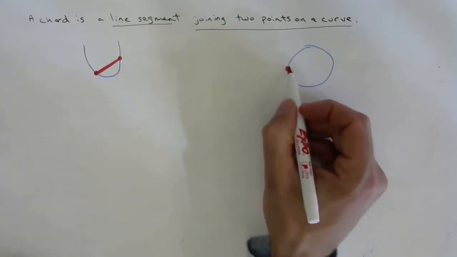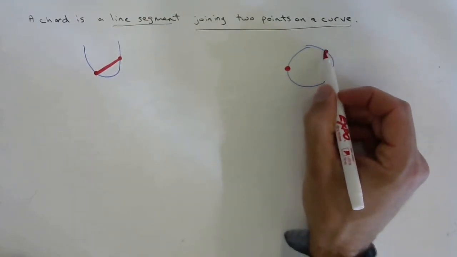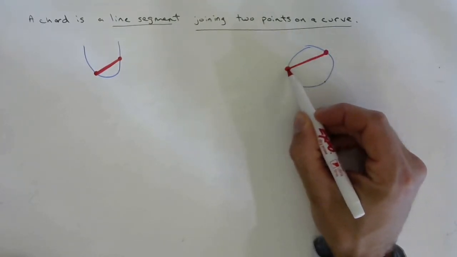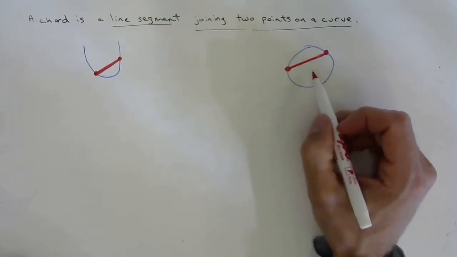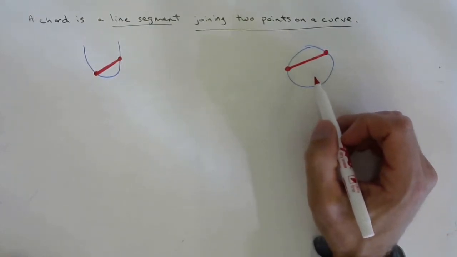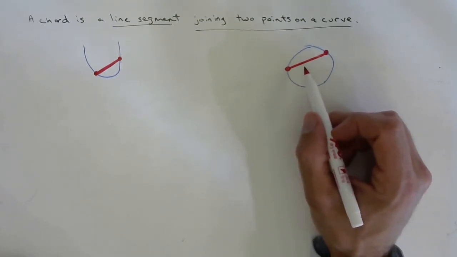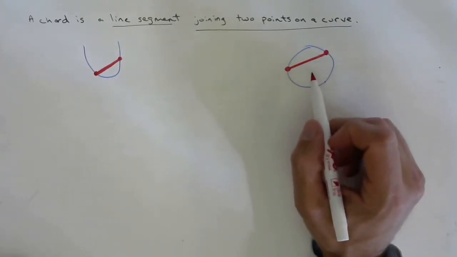So point A and point B are on the circle, and the line that joins them is called a chord. You can see how it cuts the circle into two parts. We're going to learn about chords. There's a name for actually a really special chord inside a circle: a diameter. A diameter is a chord, and it has special properties that we'll learn about as well.